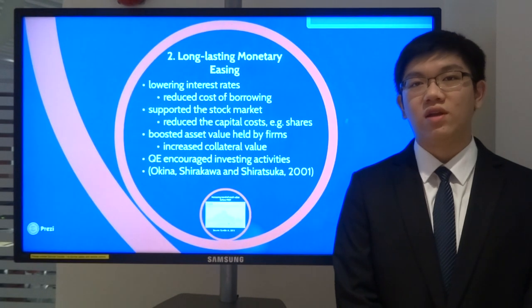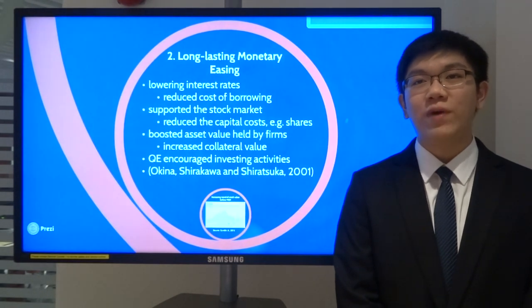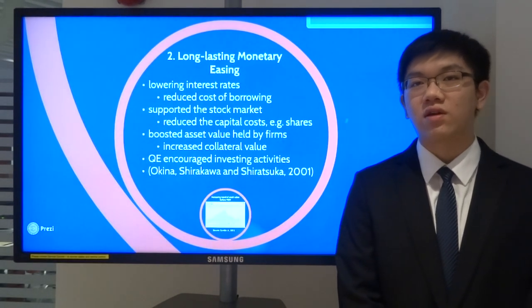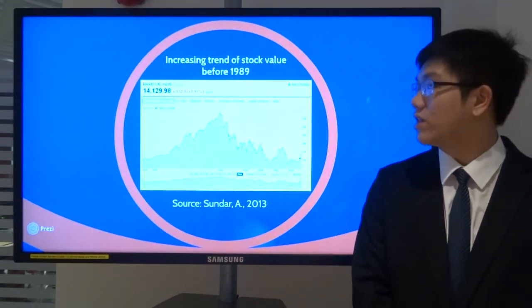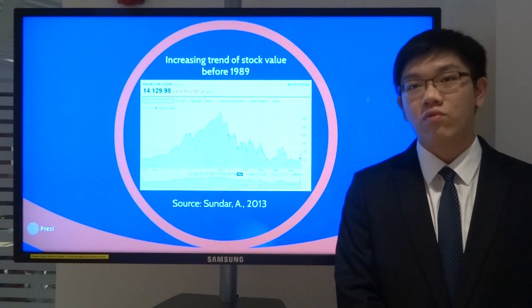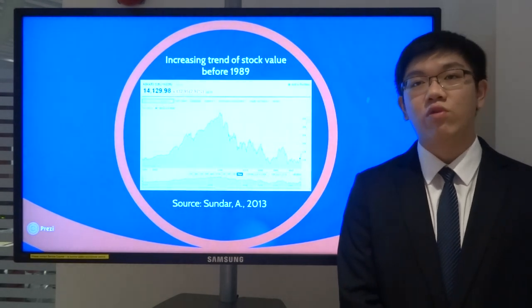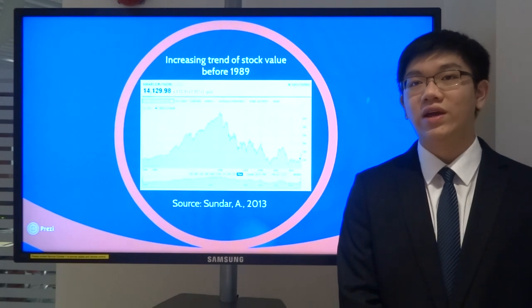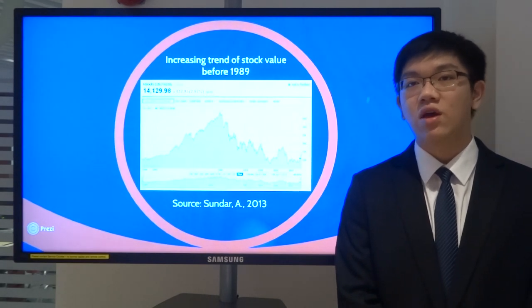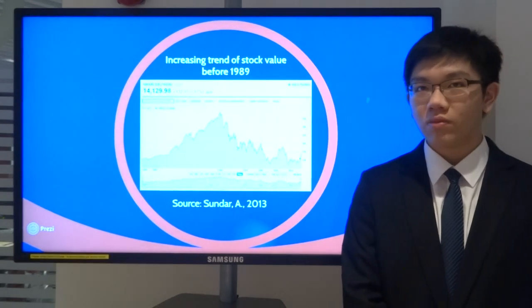If firms increased the collateral value of their assets, they would be able to raise a lot of funds to invest. We can see from this diagram that the asset prices held by the firms actually rocketed in 1989, which provided them the incentive to invest further. This showed QE encouraged investing activities, both in property and capital markets, thus stimulating the bubble.